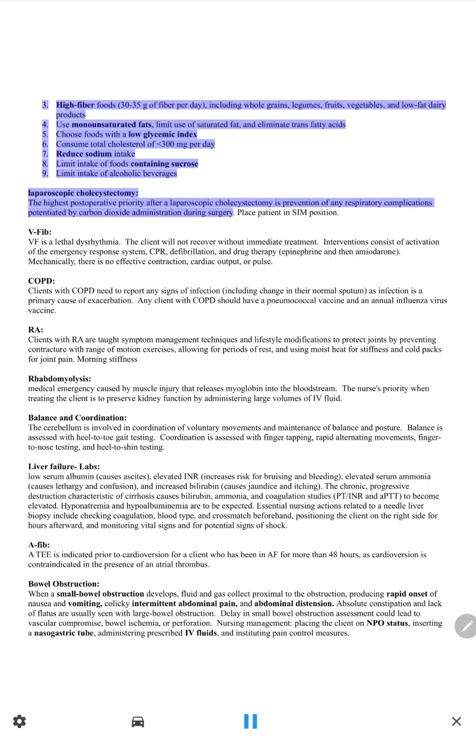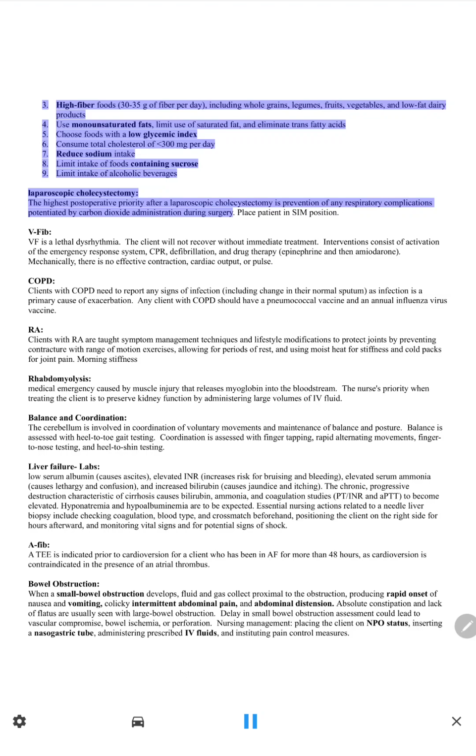3. High fiber foods, 30-35 grams of fiber per day, including whole grains, legumes, fruits, vegetables, and low-fat dairy products. 4. Use monounsaturated fats, limit use of saturated fat, and eliminate trans fatty acids. 5. Choose foods with a low glycemic index. 6. Consume total cholesterol of less than 300 mg per day. 7. Reduce sodium intake. 8. Limit intake of foods containing sucrose. 9. Limit intake of alcoholic beverages.